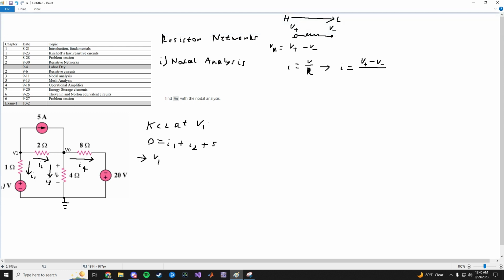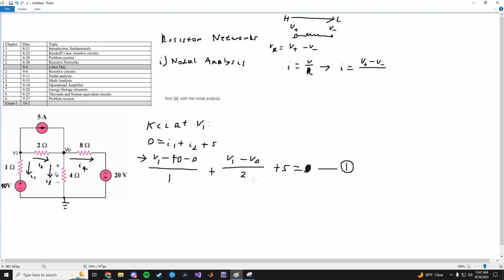Actually, let's do this. 40 volts. Okay, so it's going to be V1 minus 40 minus 0. I'm just following the arrow. So V1 minus 40, then minus 0, divided by 1. So that's I1. Plus I2 is going this way, that's V1 minus V0 over 2. Plus 5 is equal to 0. So that's equation number 1, the first node equation.